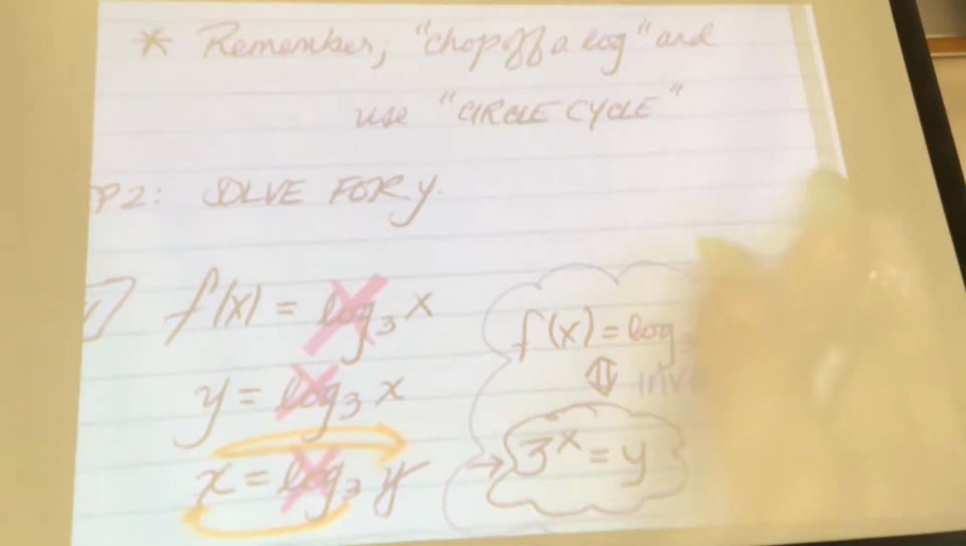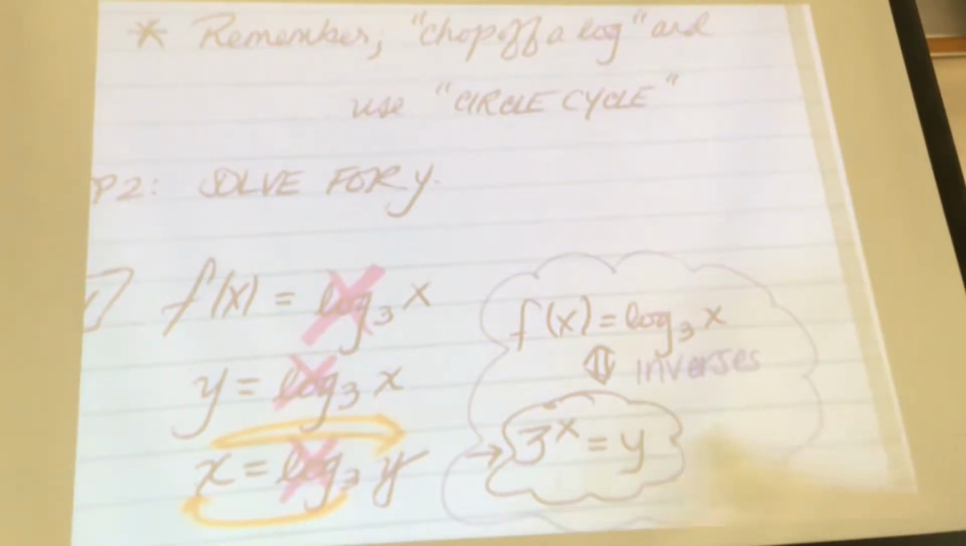Now the way we signify an inverse is you put a little -1 up here. That's how you tell people that's the inverse. You don't really say y of -1 or f of -1, you just say y inverse.